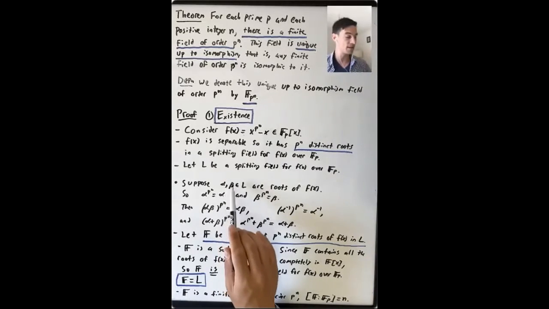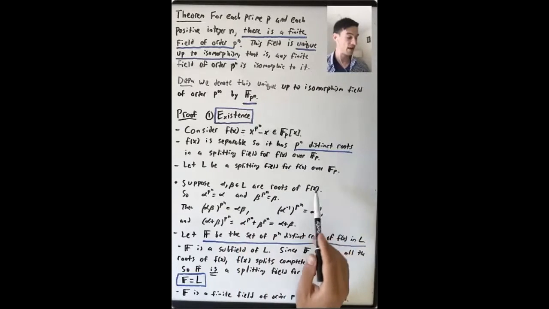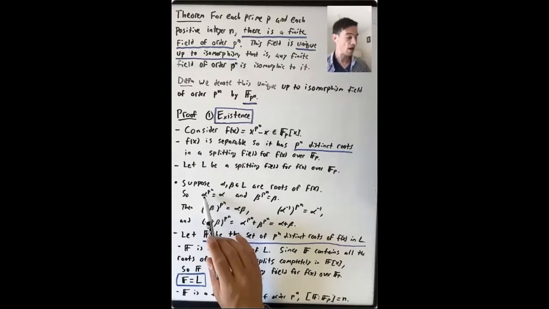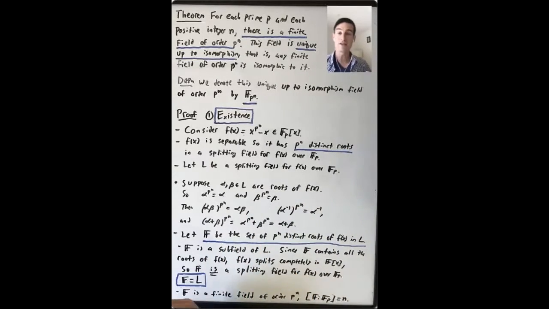So let's take two of these roots. So alpha and beta are going to be elements in L that are roots of f(x). So what does that mean? Alpha to the p to the n equals alpha, beta to the p to the n equals beta. And it's straightforward to show things like, what is (alpha times beta) to the p to the n? Well, it's alpha to the p to the n, which is alpha, times beta to the p to the n, which is beta. So this is alpha times beta. So the product of two of these roots also satisfies x to the p to the n equals x. What happens if you take the inverse of one of them?